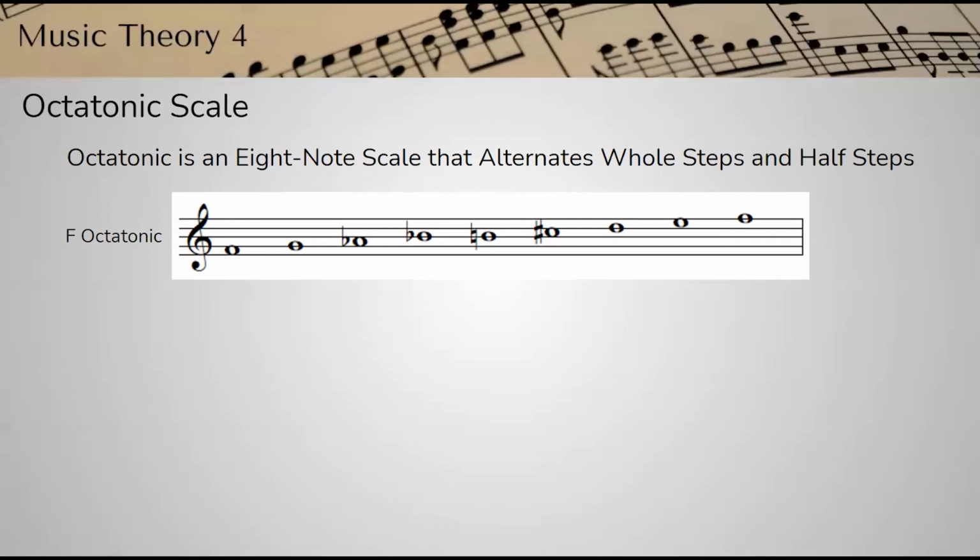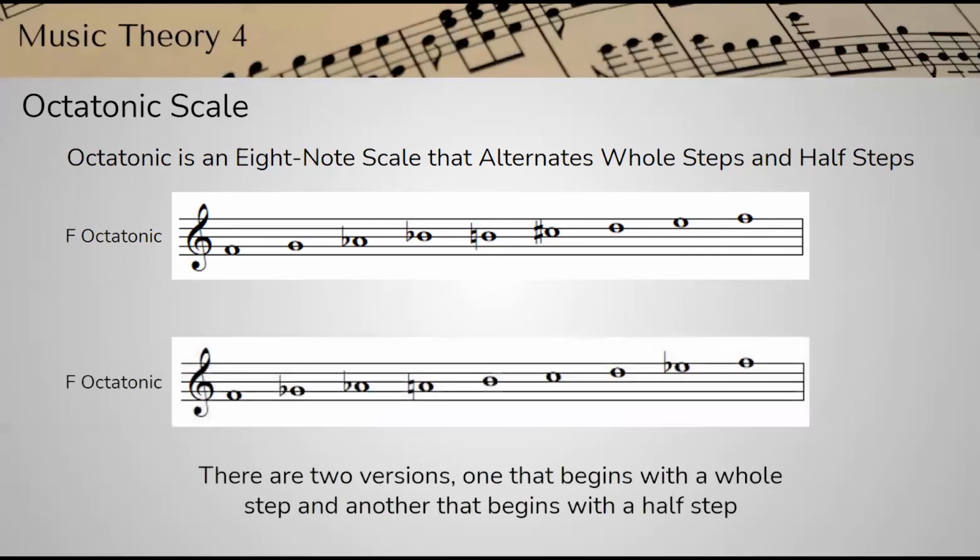So there are actually two different versions of this because, like I said, it alternates whole steps and half steps, but it can also start with a half step and then go to a whole step. So you can either have a version of octatonic that starts with a whole step or a version of octatonic that starts with a half step. So the other version sounds like this. Yeah. And this is a pretty versatile scale.